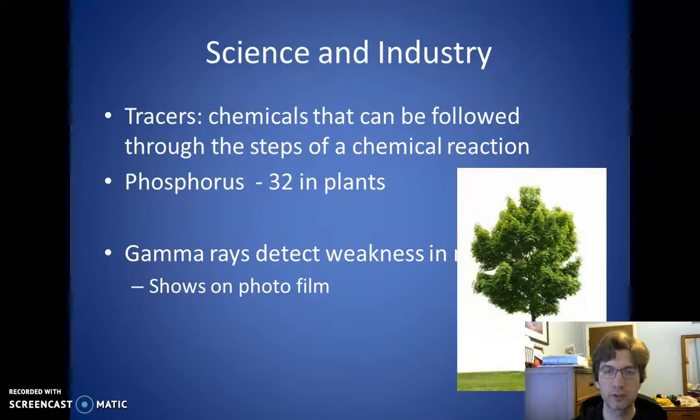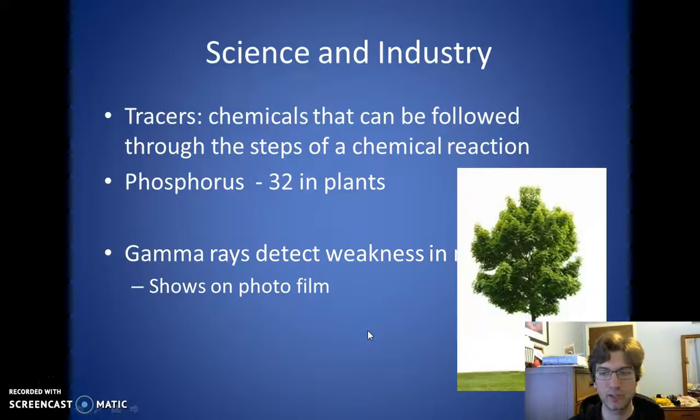Another way tracers work is for detecting weaknesses in metals. I apologize for my picture. This word right here under here is metals. So gamma ray is going to detect weaknesses in metals. So let's say I'm at an aluminum plant and I need to make sure my sheet of aluminum is uniform throughout the whole sheet and not just kind of thicker in the middle and thinner on the sides and has defects, because this piece of aluminum could go into an airplane and that defect could change the air resistance and flow of that airplane and cause it to crash. I've got to make sure my aluminum is uniform.